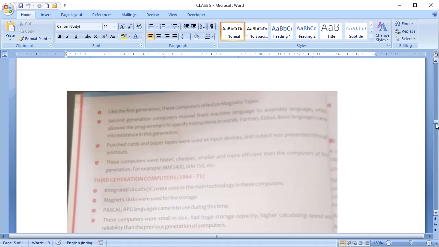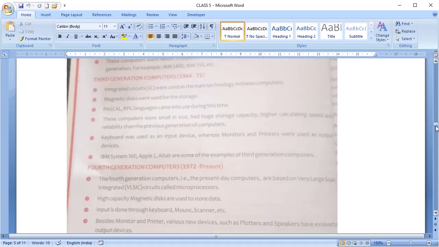Third generation computers. These start from 1964 to 1971. Here, instead of transistors, they use integrated circuits, which make the computer smaller. Magnetic disks were used for storage, and the languages used are Pascal and RPG, which were high-level languages. Third generation computers were small in size. They had large storage capacity, high calculating speed, and were more reliable than the previous generation. Input was done through keyboard, whereas the output was shown on monitors and printers. Examples are IBM System 360, Apple I, etc.